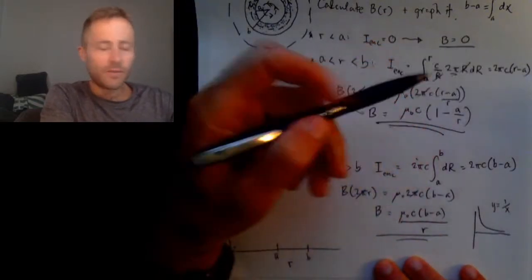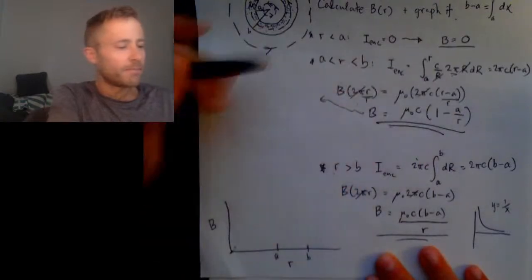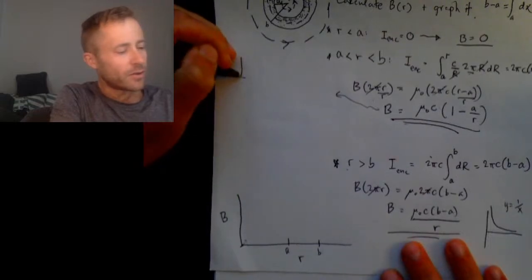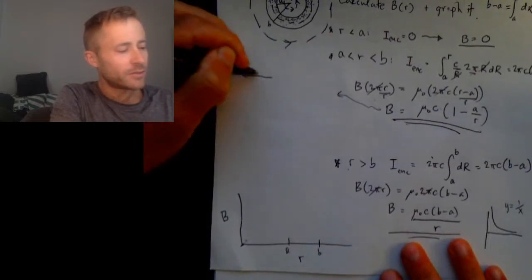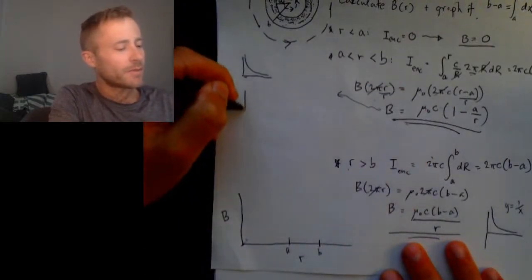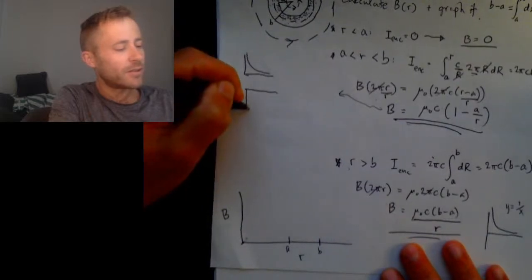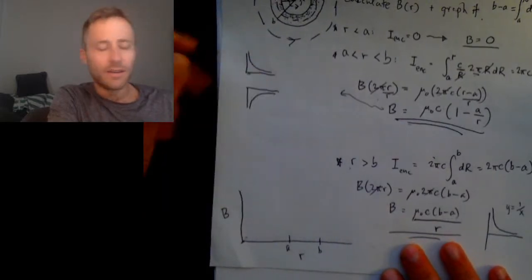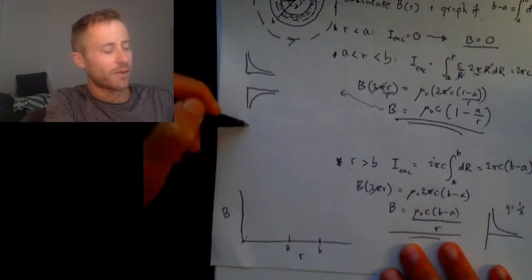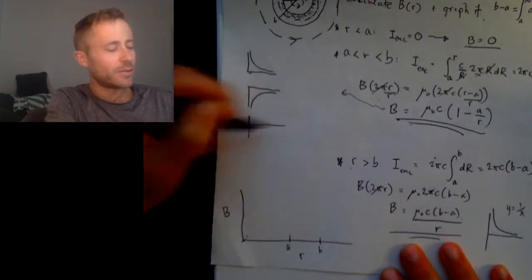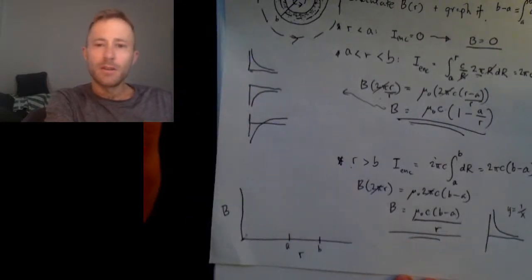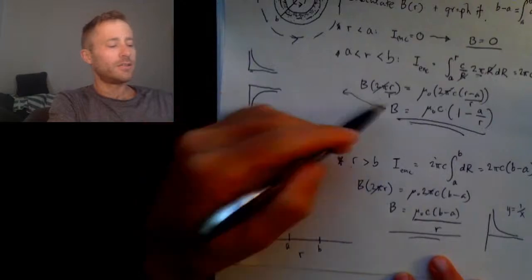Notice how we have constant over r. If we do constant over r, it looks like this. But then we do negative a constant over r, so that's going to look like this. And then we add a number to it, so that's going to shift the graph up. And so we get something that kind of looks like this. So that's what the graph is going to look like in the second region.